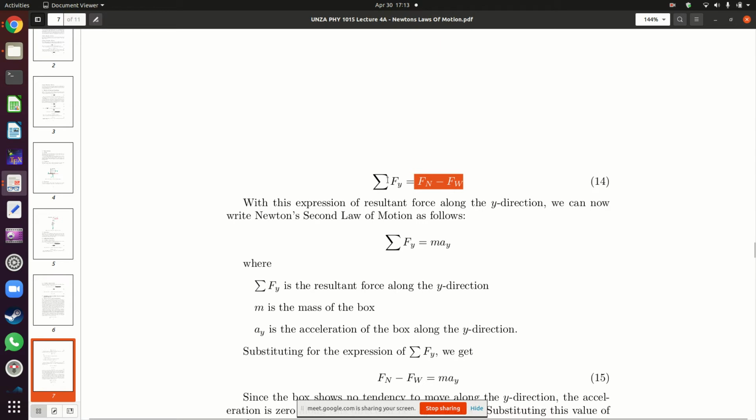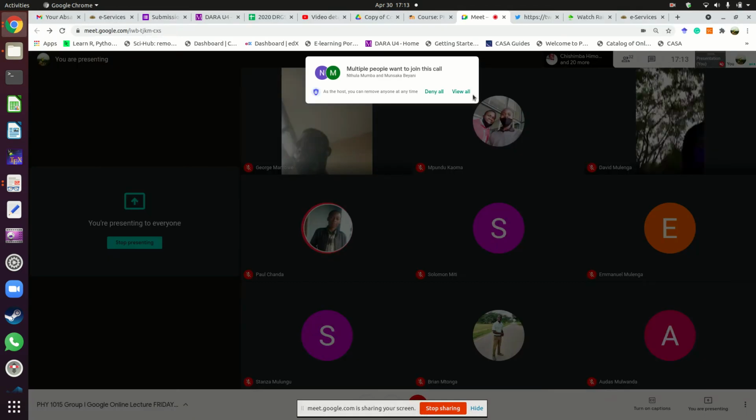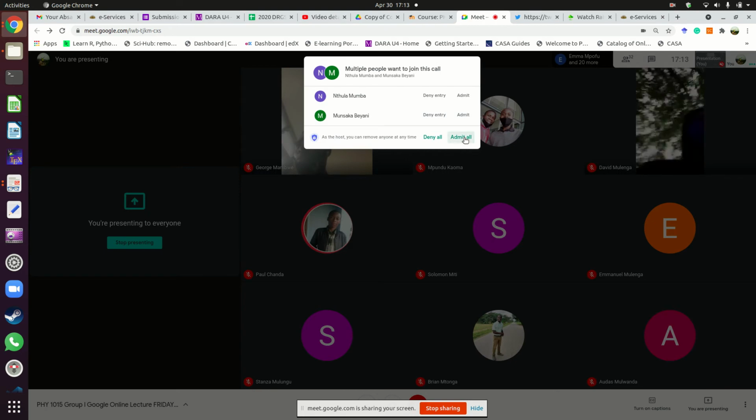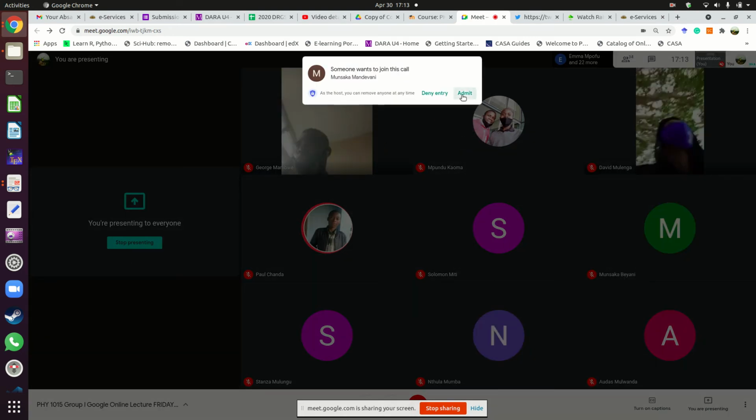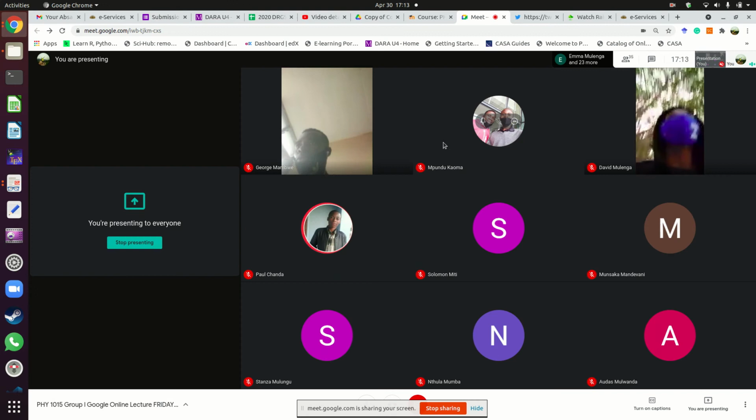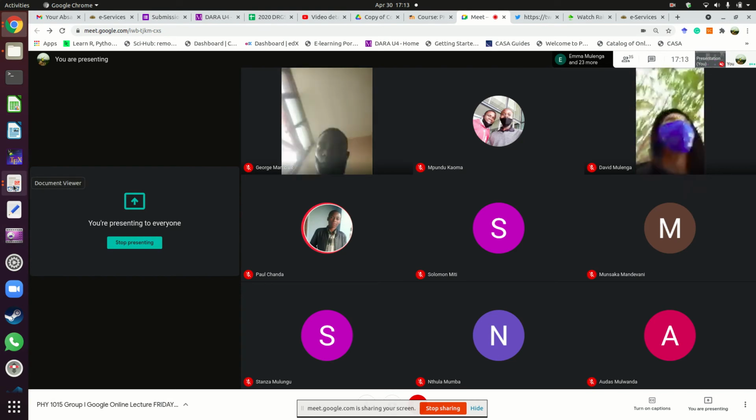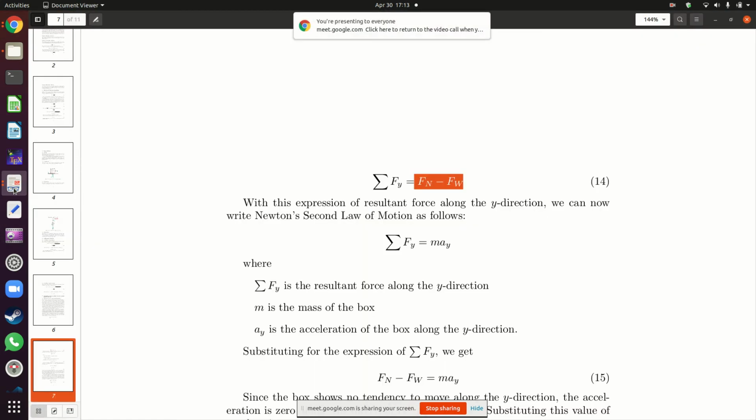Now, along the y direction, like I've said, this box does not move along the y direction. It doesn't gain any height. It does not lose any height. The velocity of the box along the y direction is the same.